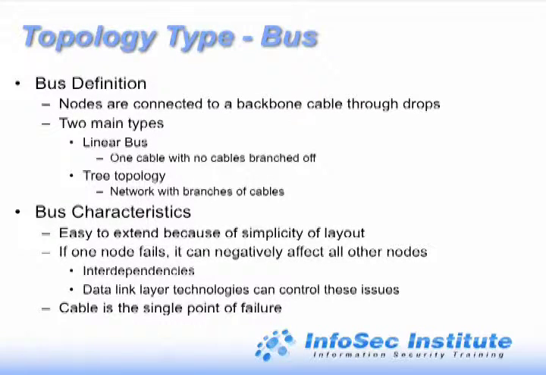So there's also bus characteristics. Easy to extend because of the simplicity of the layout. If one node fails, it can negatively affect all other nodes. And again, this is great for finding out where the break is, because if all the computers past, let's say, workstation 21, 22, and 23 are all dead, you know that it's probably at 21 or previous to 21. Okay, a cable is a single point of failure.